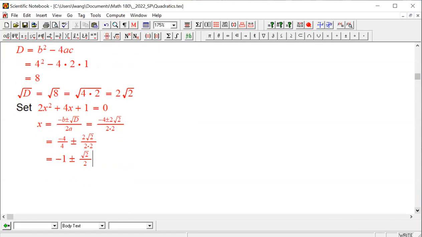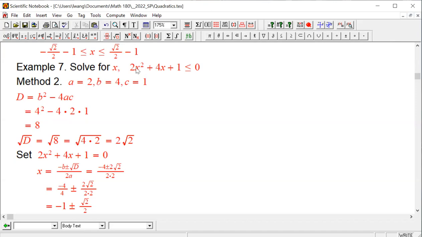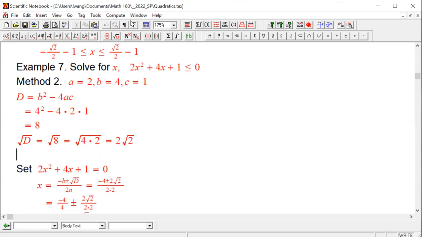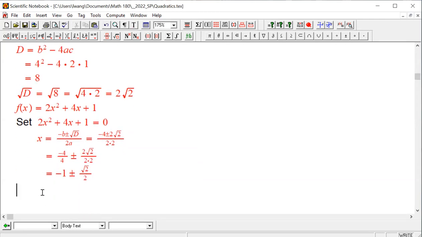What does this tell us? This tells us that for this function, right? So you may introduce a function here which equals this piece. This function has 2 x-intercepts.